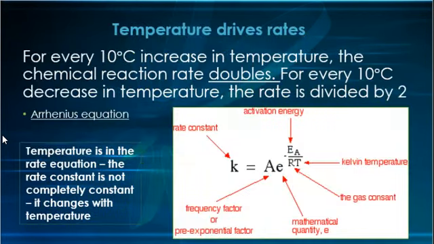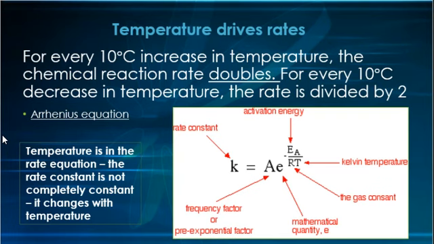Okay, temperature drives rate. Now this is important. This is a general rule of thumb for us, okay? It says here, for every 10 degrees C increase in temperature, the chemical reaction rate will double. Do you have a blank that you're just supposed to write double in? Okay, for every 10 degrees C decrease in temperature, the rate is divided by 2. For our purposes in Chemistry 1, this will hold, okay?